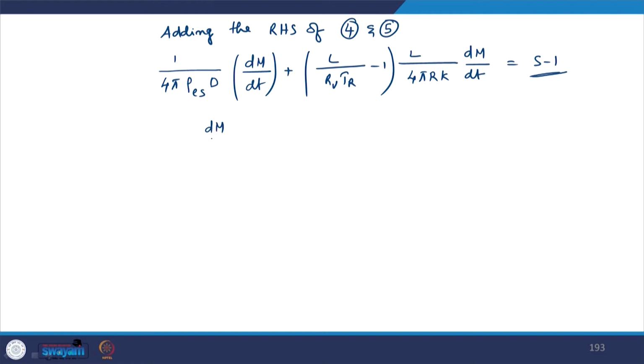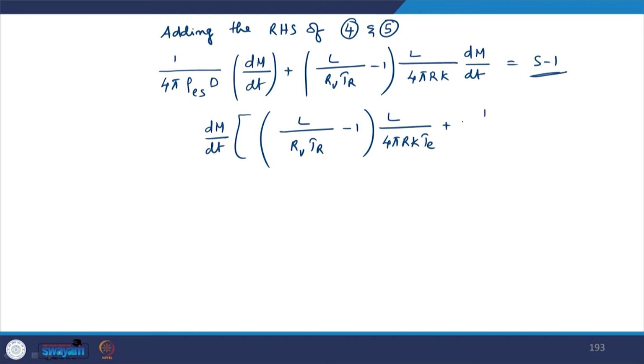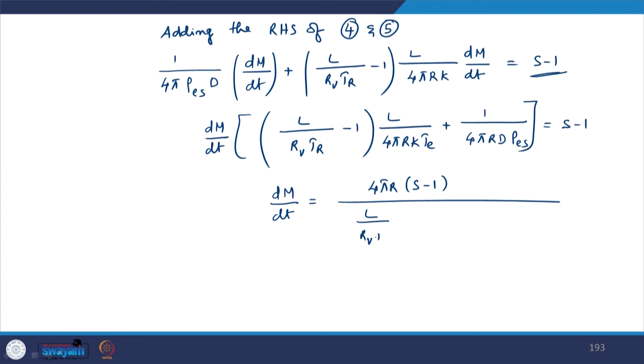So, take dm over dt outside, then we will realize L by RVTR minus 1 into L by 4 pi RK TE plus 1 by 4 pi RT rho ES is equals to S minus 1, right, or dm by dt is equals to 4 pi R into S minus 1 divided by L by RV TR minus 1 into L by K TE plus 1 by D rho ES, right. Let us say this is an important equation.